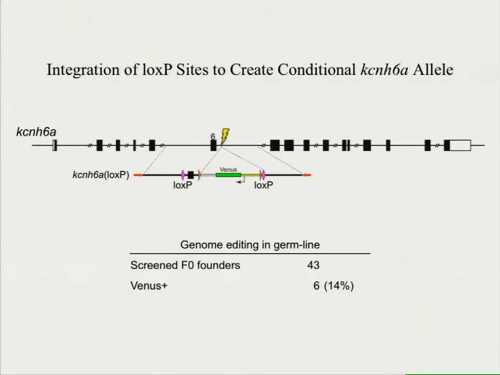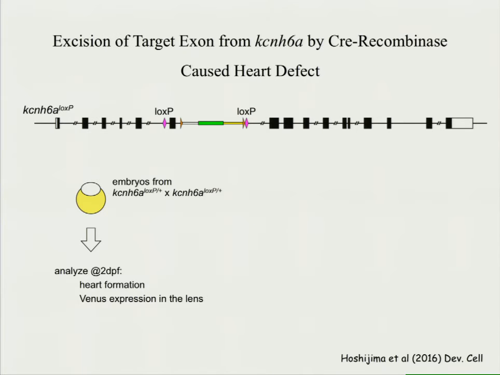Among the 43 F0 founders, we could isolate 6 founders that bred Venus-positive F1 embryos. And subsequently, we could identify that 2 of them had a precisely targeted allele. Next, we excised the target exon from the kcnx6 gene LoxP allele by Cre recombinase.